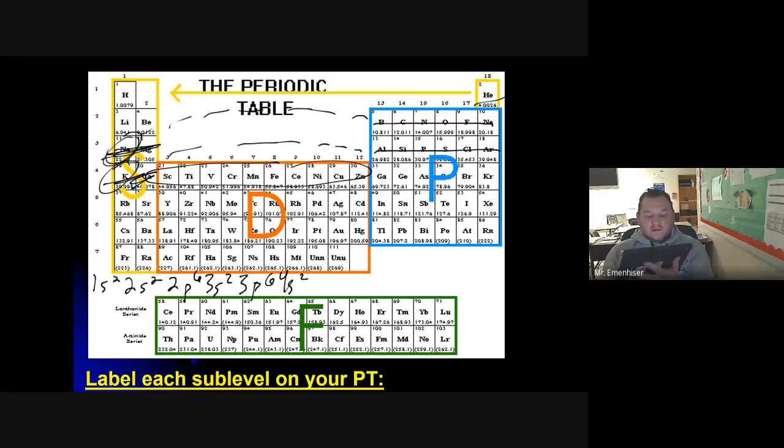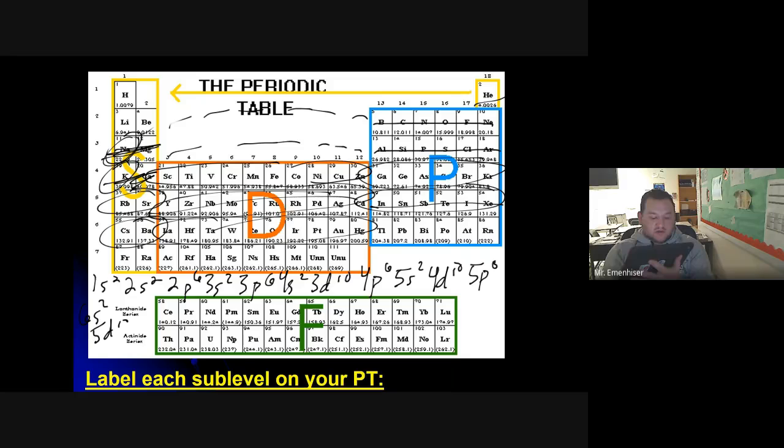And then we got to do the 3d10. And then let's see, this will be 4p6. And then down here will be 5s2. And then 3d10. That's 4d10. So then that's gone. And then this will be 5p6. Those are gone. 6s2. What's next? 5d10. You just continue. So 5d10 would be next.